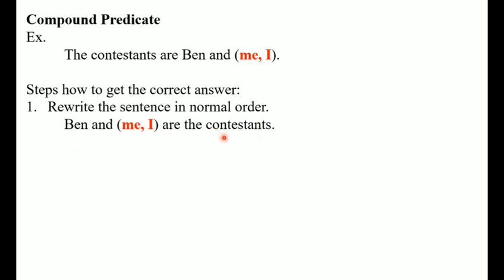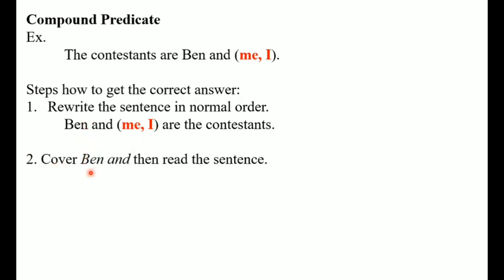We can rewrite this in normal order because this is called predicate nominative. Okay. Here is our predicate, Ben and me or I, but this predicate tells about the subject, contestants. Actually, it names the subject. So we can invert this. We can use Ben and me or I as our subject, like this one. So ang subject dito ngayon ay ito ng Ben and me or I. And then our predicate are the contestants.